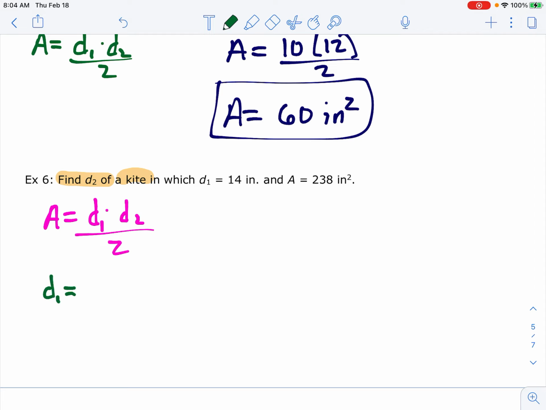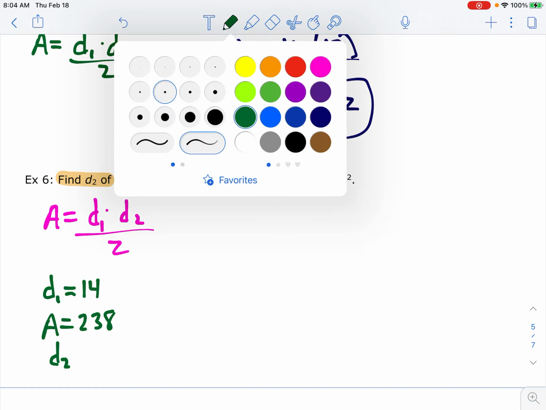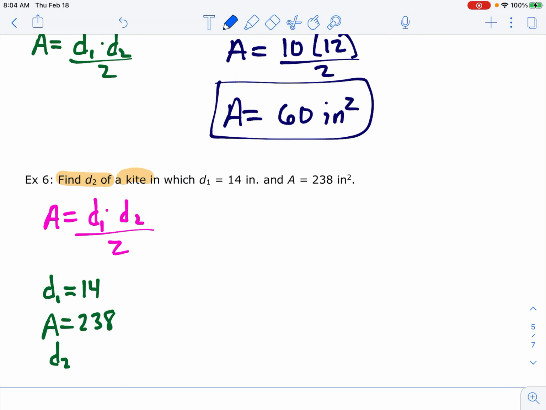They told us that D1 is 14. They told us that the capital A, the area, was 238. They want us to find D2. So let's plug it into our formula and then solve it. I know capital A was 238. I know diagonal 1 was 14. I don't know diagonal 2, so I'm going to call it a D. And I'm dividing all of that by 2. I'm going to go ahead and solve. I'm going to multiply by 2 first to get that denominator out of there.